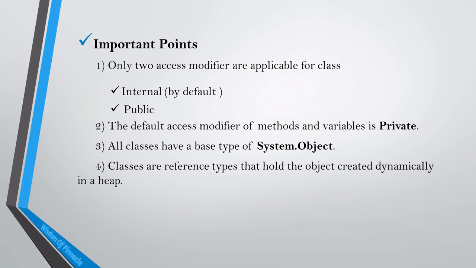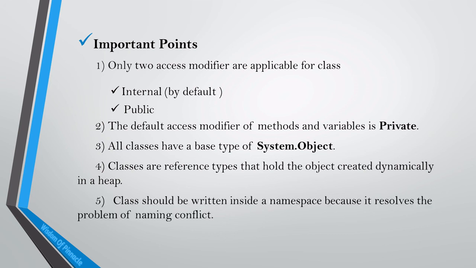The next point is related to namespace. Classes should be written inside a namespace because it resolves the problem of naming conflict. Whenever you have two classes with the same name but they belong to different namespaces, it becomes easy to access them with the help of a fully qualified name. It even makes the code more readable and understandable. So that's all about the important points related to class and object, and that's all about today's video.